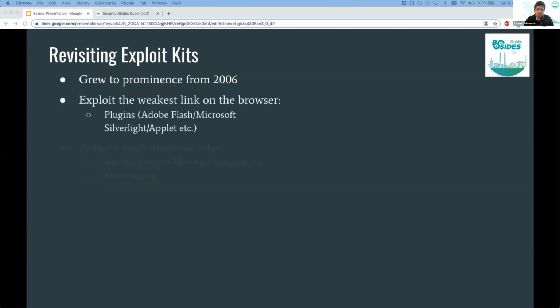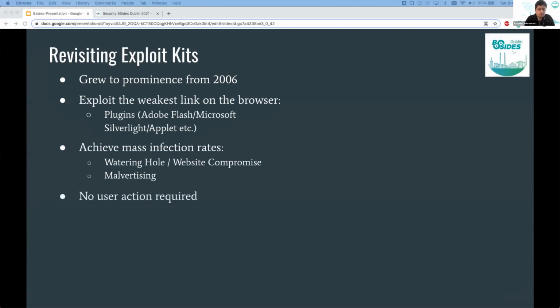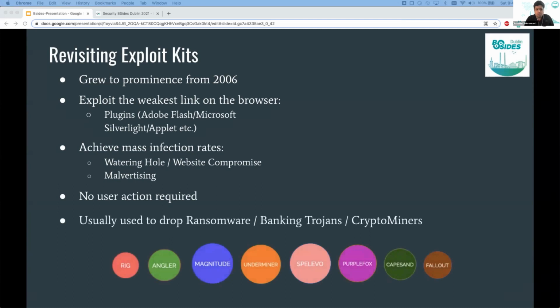Exploit kits usually achieve mass infection rates by using techniques like watering hole or website compromise to infect endpoints. The key differentiator for exploit kits was that once the exploit was successful, no further user interaction was required to execute the final payload on the endpoint. Traditionally, exploit kits are known to drop commodity malware like ransomware, banking trojans, and crypto miner families, to name a few.